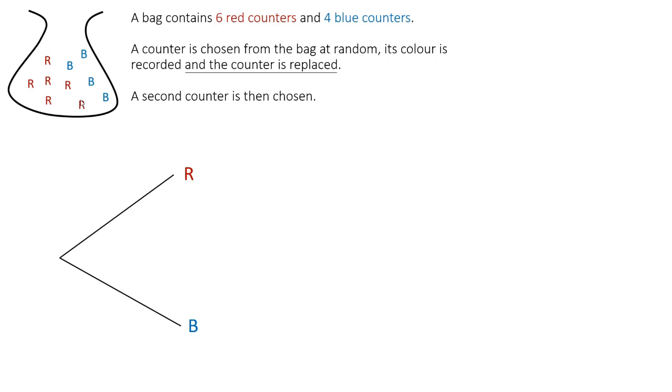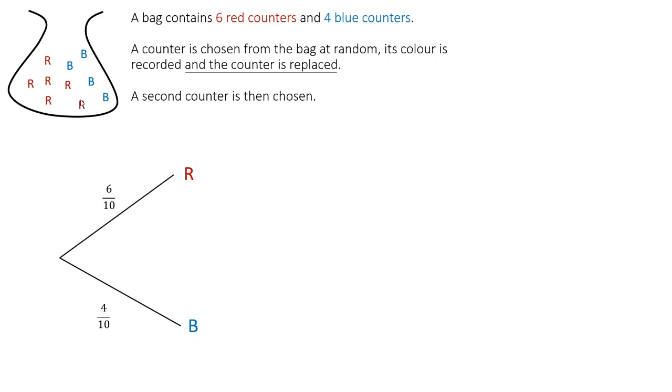On the branch then, on the line, we are going to write down the probability, the chance of getting each of those options. There are 6 red and 4 blue, so that's 10 counters overall. 6 of them are red, so we have a 6 out of 10 chance of getting a red counter on that first pick. 10 counters overall, 4 of them are blue, so we have a 4 out of 10 chance of getting blue on the first pick.